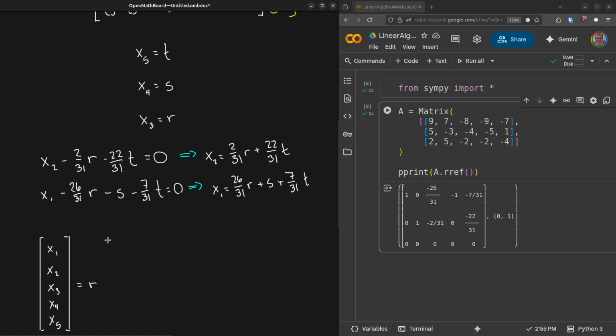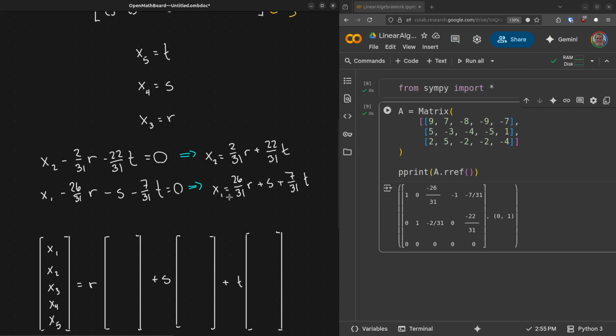So R times a vector, plus S times a vector, plus T times a vector. Okay? So for x1, I have 26 over 31 R, plus 1S, plus 7 over 31 T. So 7 over 31 T. Okay.